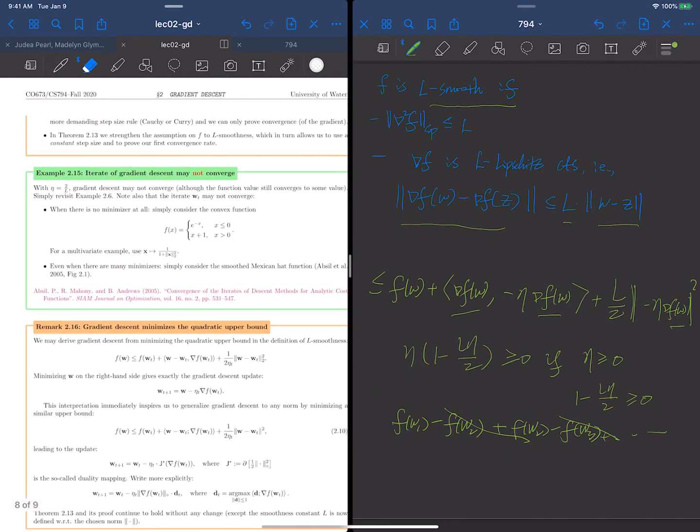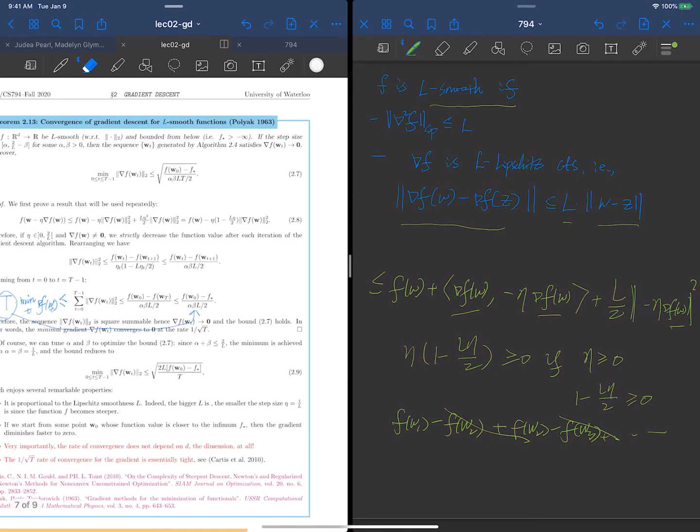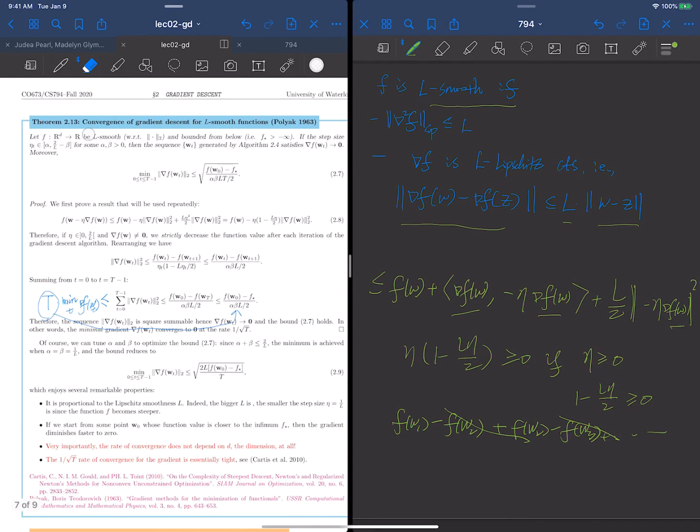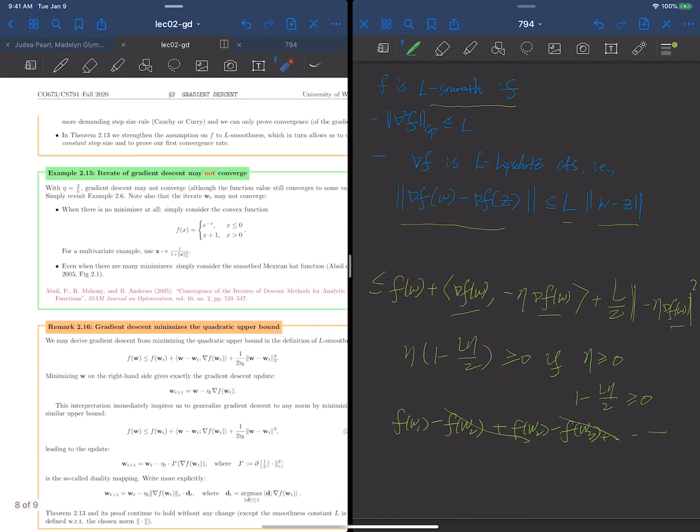And there are also counterexamples to show all the conditions that you have seen in this theorem. All the conditions here, like L smoothness, bounded from below, the step size has to be in this way. All these conditions, you cannot relax them appreciably. For instance, if you choose the step size to be 2 over the Lipschitz constant L, then the gradient algorithm may not converge. We have already seen the example, basically in example 2.6.